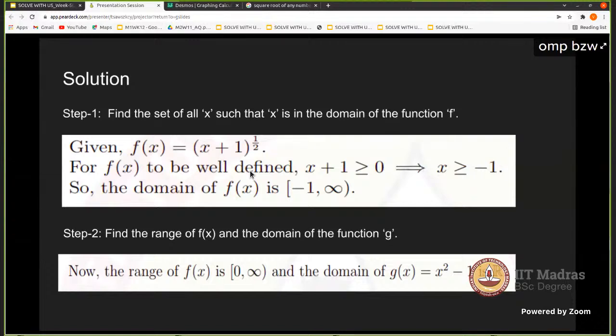Okay. It will not give you negative outputs. It will only give you positive outputs. So what are the positive real numbers? 0 to infinite. So that will be the range of f of x. And the domain of g of x is, you can see, x square minus 1, which is real numbers.